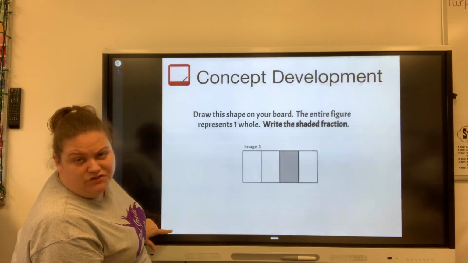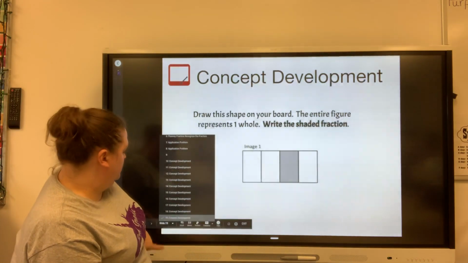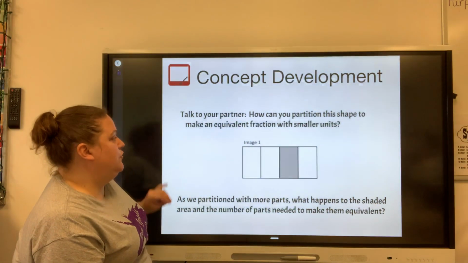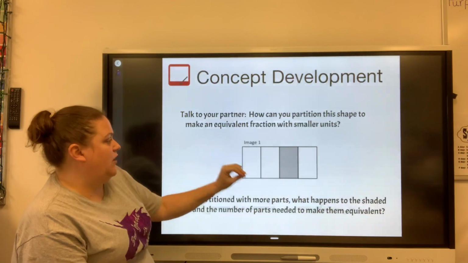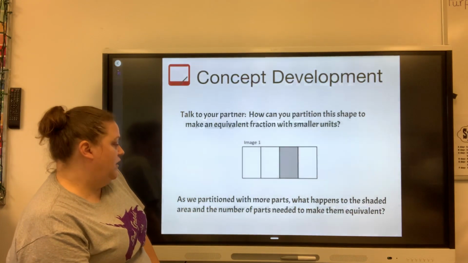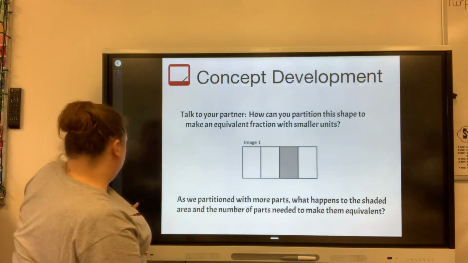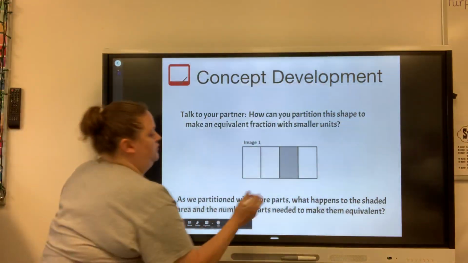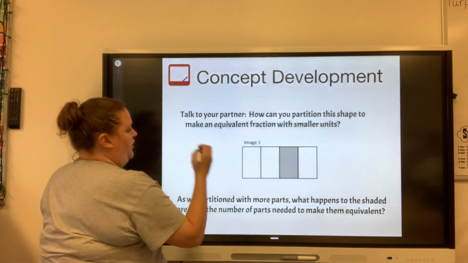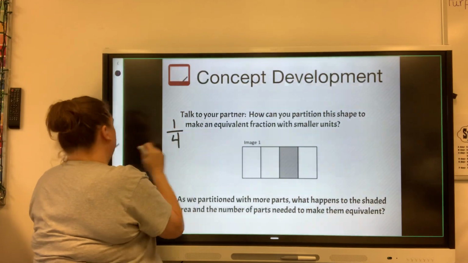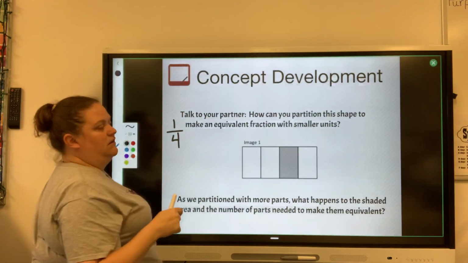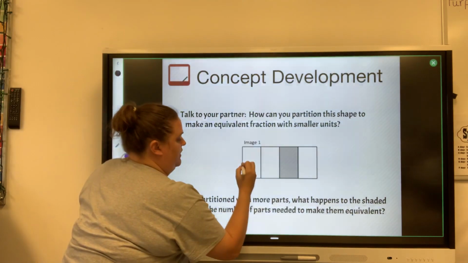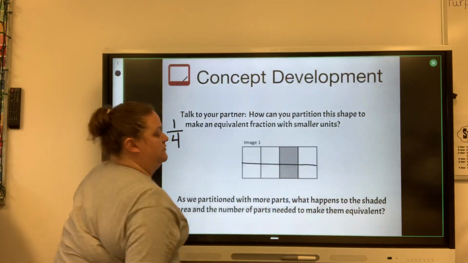And remember, if I go too fast or you need to pause it, feel free. So, how can you make this shape into an equivalent fraction with smaller units? All right, so if we made it into more parts, what would happen? So we want to make it smaller units. So originally our fraction was 1/4 of it is shaded. But how are we going to divide it so that it's smaller units? When you're doing with fractions, you have to do it equally. So I'm actually going to do it right down the middle like this to make it equal.